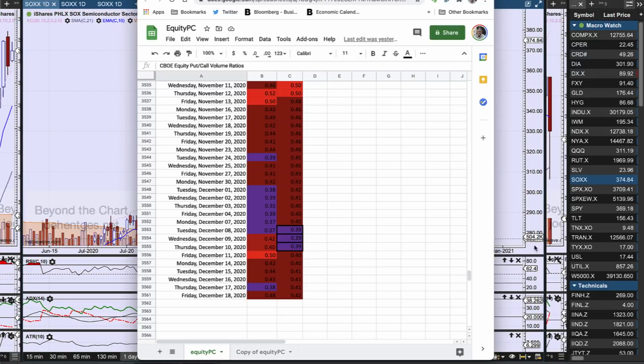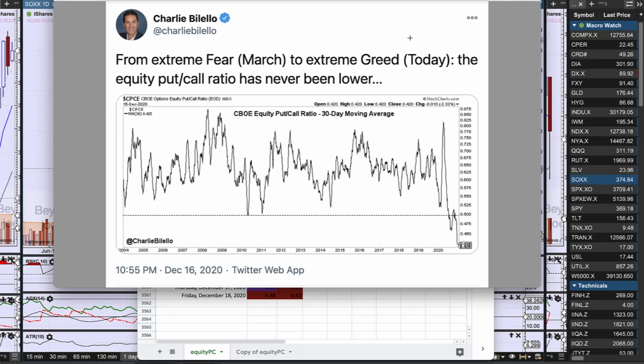Now, for a little added perspective on that same thing, I came across this tweet by Charlie Bilello. I'm probably not pronouncing his name correctly. He's taking the same thing, the CBOE equity put-to-call ratio, and using a 30-day moving average, and he's saying it has never been lower than what he saw. And he published this on December 16th.